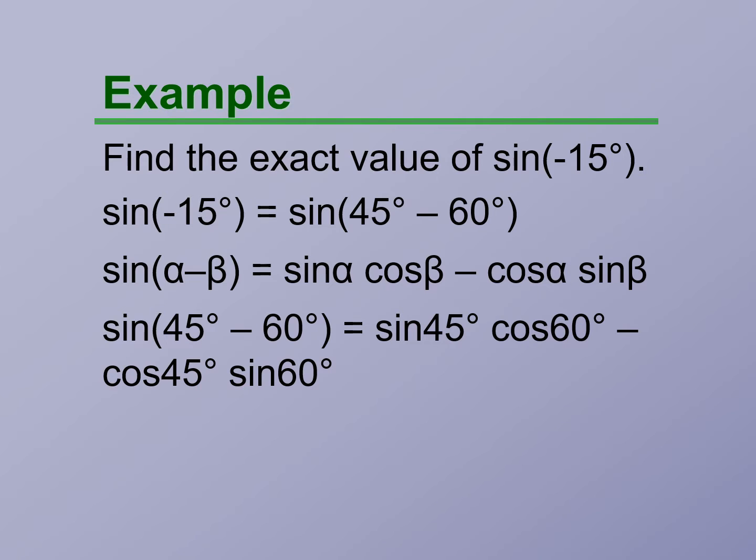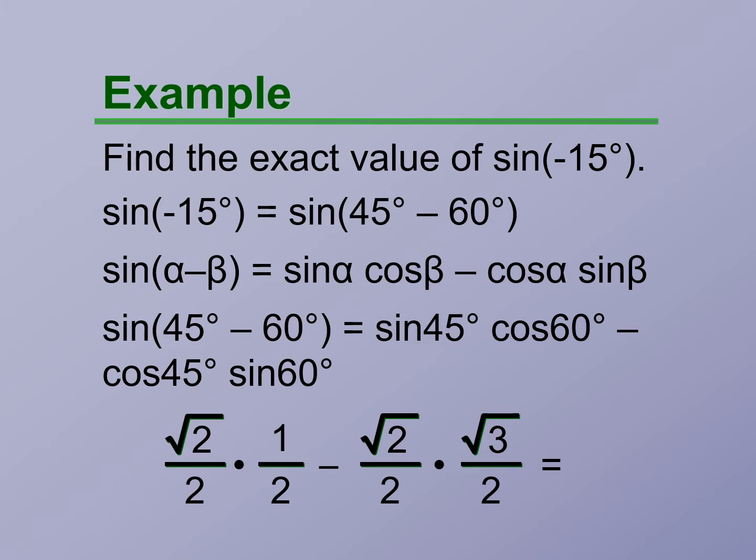Okay, so now once I've done that, I know all of these special angles, and I know all the trig values for these special angles. So sine of 45 is the square root of 2 over 2. Cosine of 60 is 1/2. Minus cosine of 45 is the square root of 2 over 2. Sine of 60 is the square root of 3 over 2. So I replaced all of these with the special exact values that we know from our unit circle.